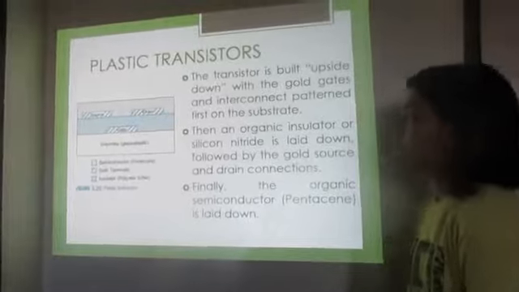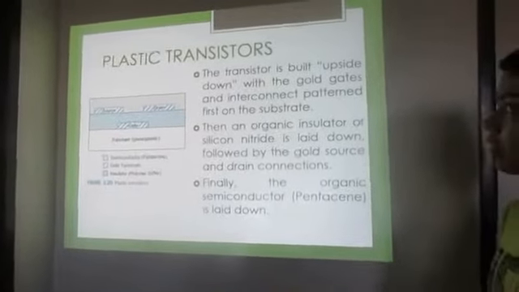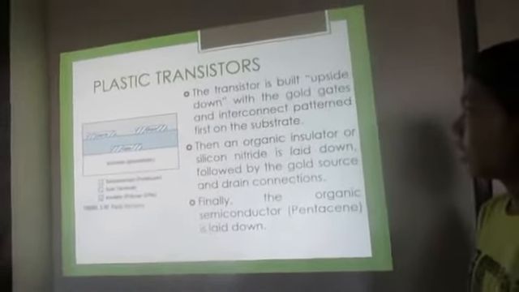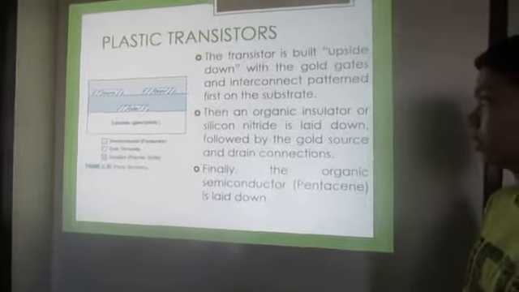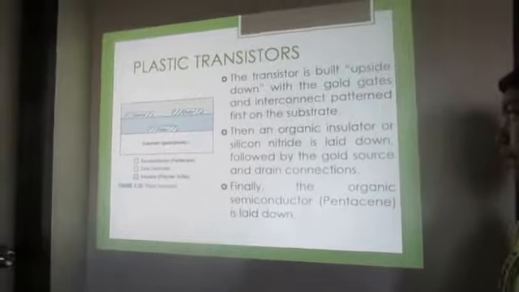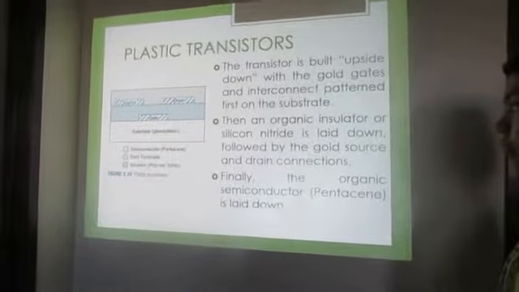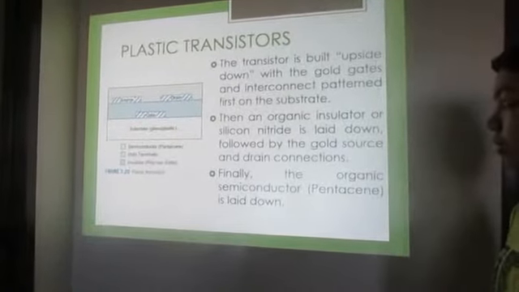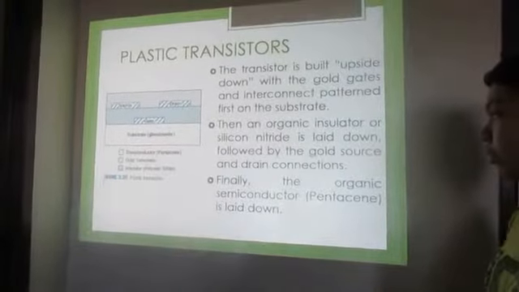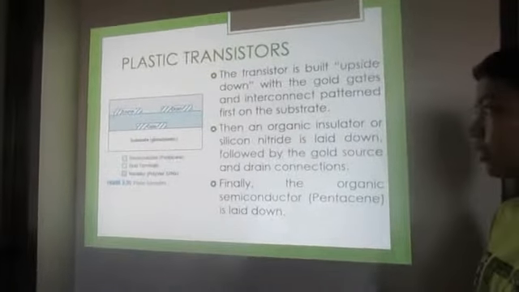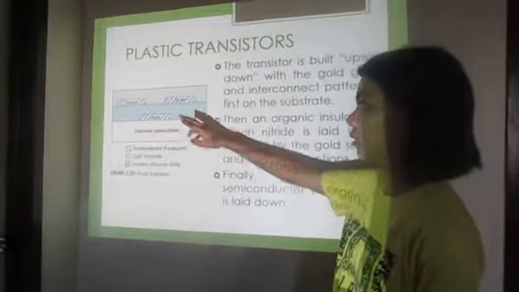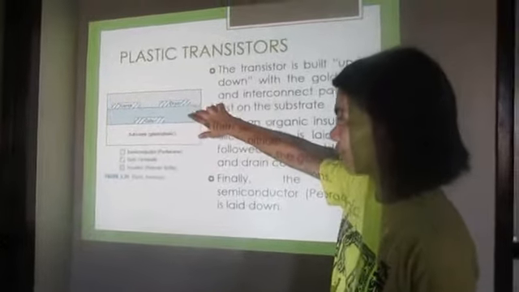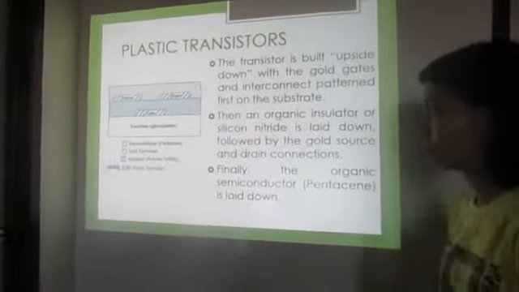Plastic transistors. The transistor is built upside down with the gold gates and interconnects patterned first on the substrate. Then an organic insulator or silicon nitride is laid down, followed by the gold source and drain connections. Finally, the organic semiconductor or the pentacene is laid down. This is the plastic transistors, the substrate, the insulator, and the semiconductor.